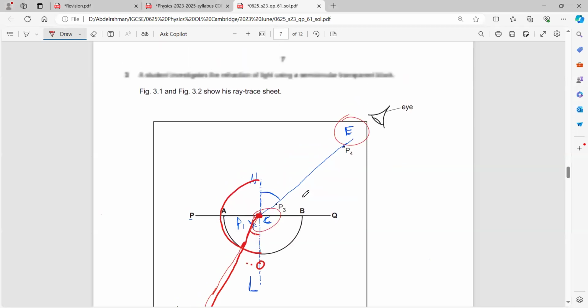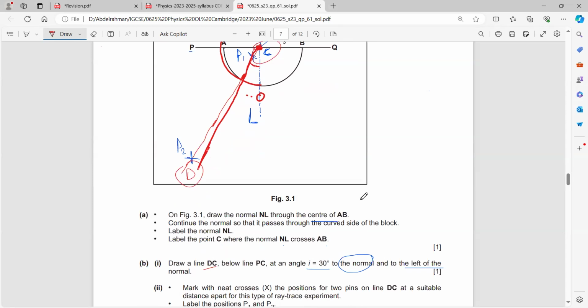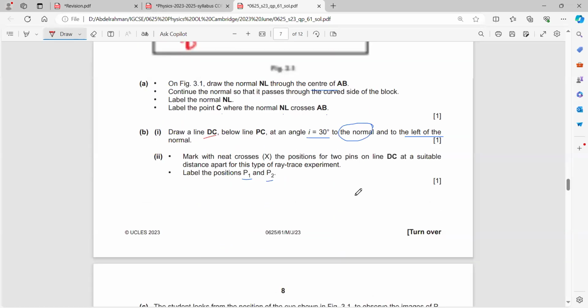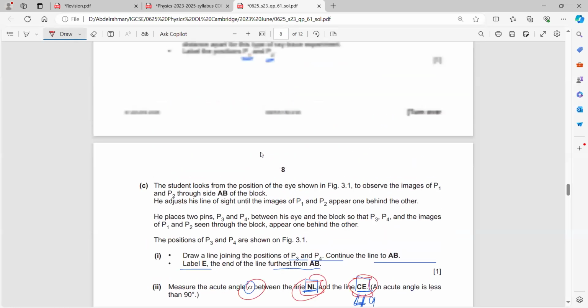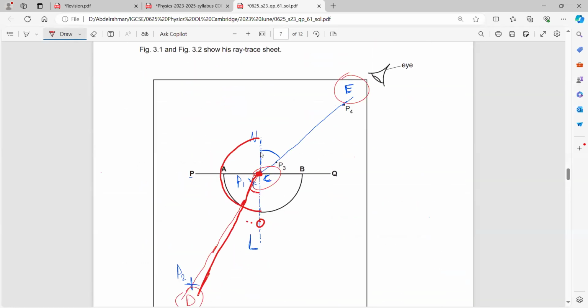Okay, I drew the line, and I labeled it E. And then he told me to measure the angle theta, angle alpha, between NL and CE. So I need to measure this angle. Again, I will take my protractor and put it on the other side this way. This would be the center of the protractor, but this time I'll start the 0 from this side. Do not start the 0 from the opposite side.